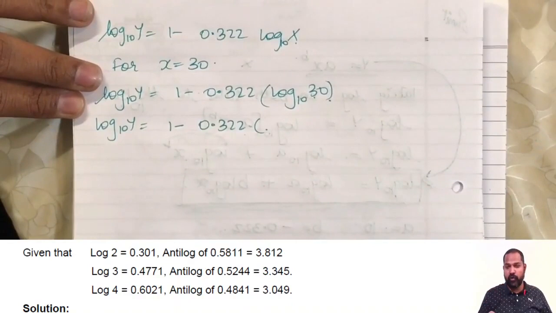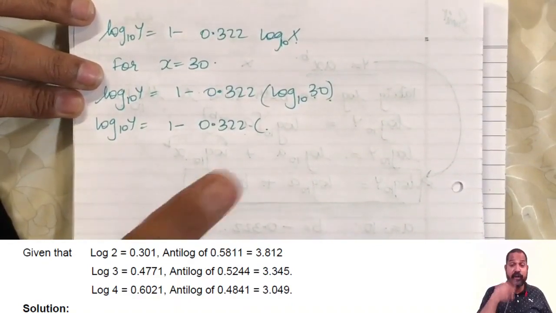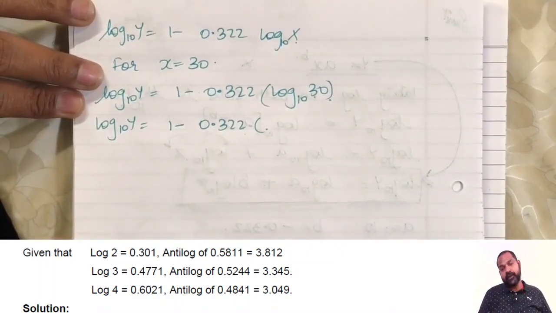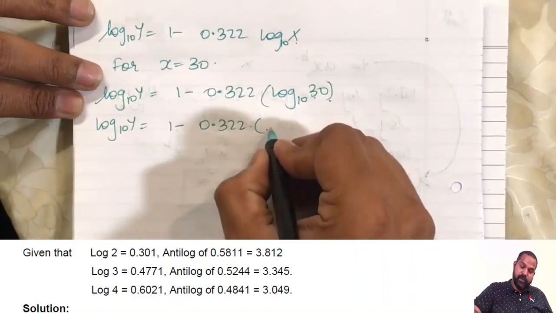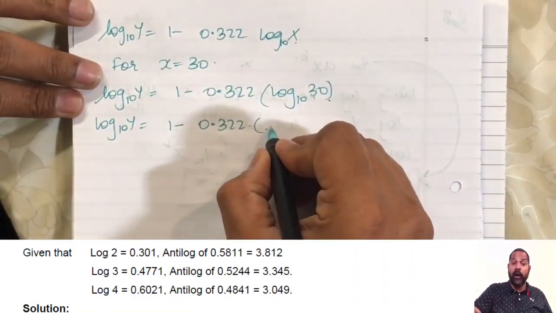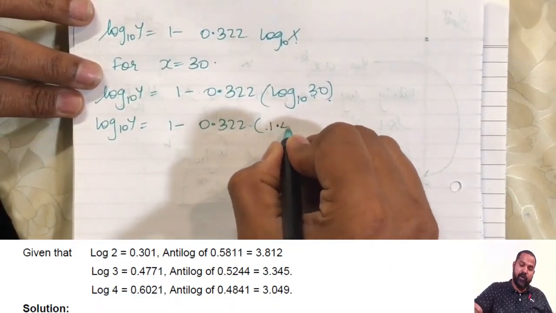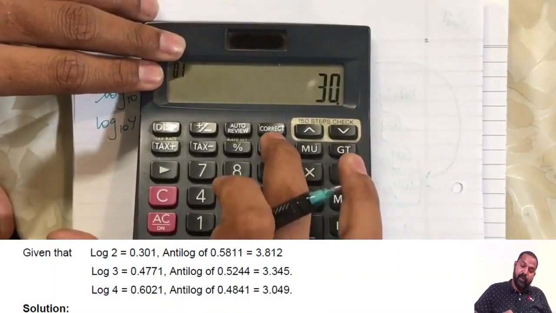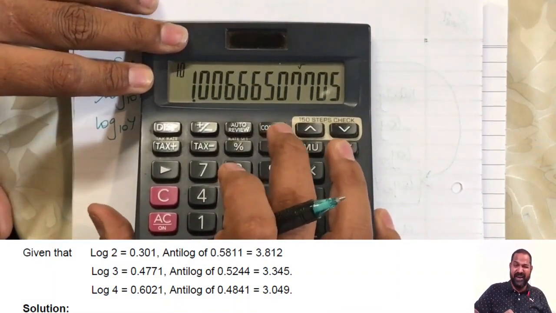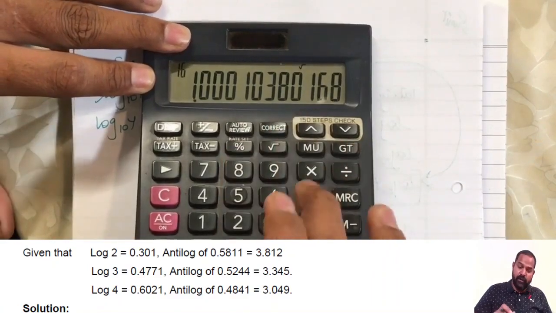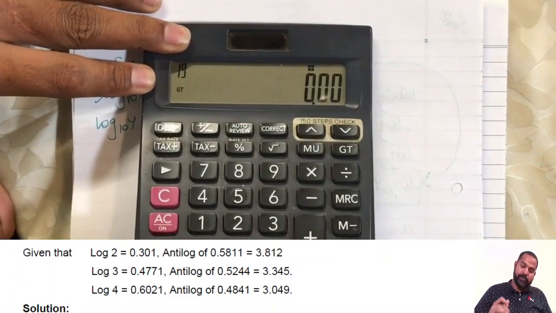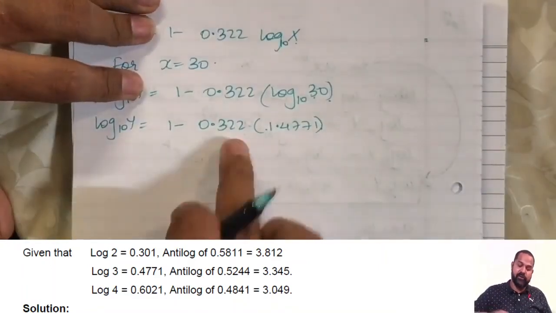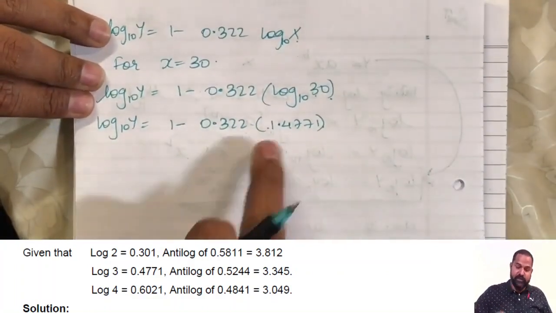But can I say log 30 and log 3 will be the same? The only difference is in log 3, the characteristic will be 0, and in log 30, the characteristic will be 1. So if log 3 is 0.4771, then log 30 is 1.4771. Don't believe me? Check it. 30, log, minus 1 gives 0.4771. Perfect.